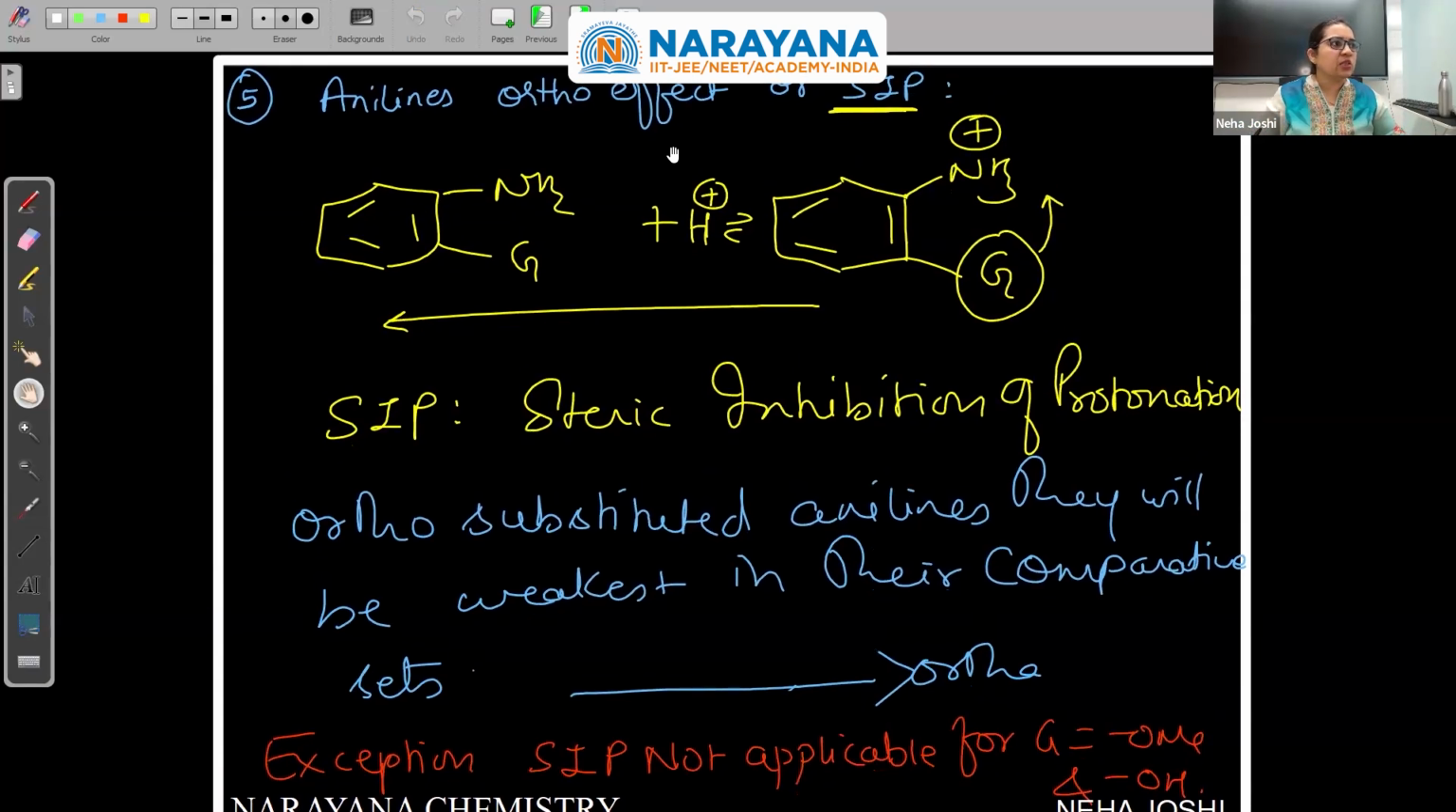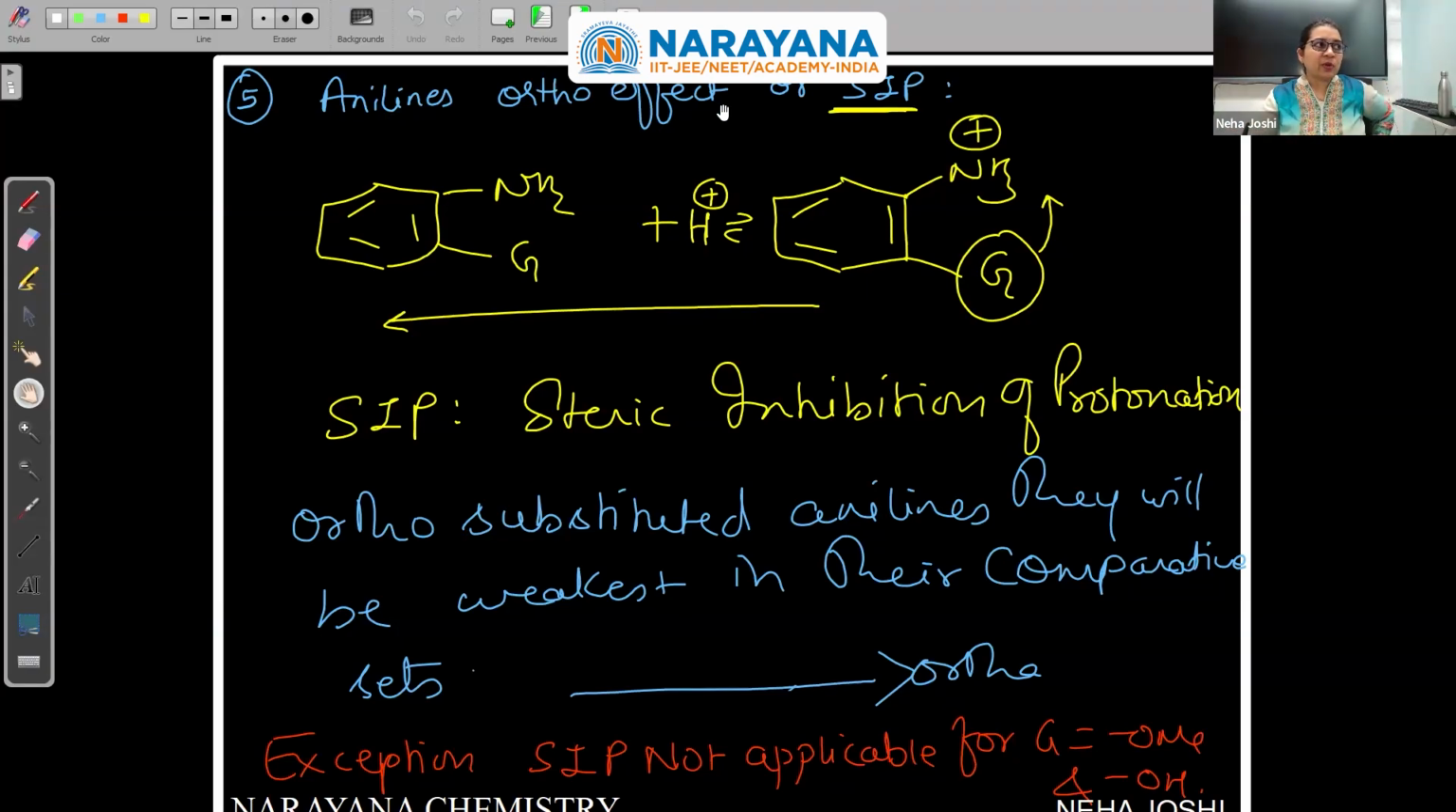Then comes the ortho effect in anilines. That is also one type of question. Now in benzoic acids, yesterday we did whatever present at ortho position always increases the acidity of benzoic acid and there is no exception. Whereas in case of aniline, if I apply the same concept, whatever present at ortho position will increase the acidity, right? NH2 versus NH3 plus. NH3 plus is bigger, bulkier. So this will have the steric influence and the reaction will go backward. If the reaction goes backward, the basicity will be decreased and acidity is increased.